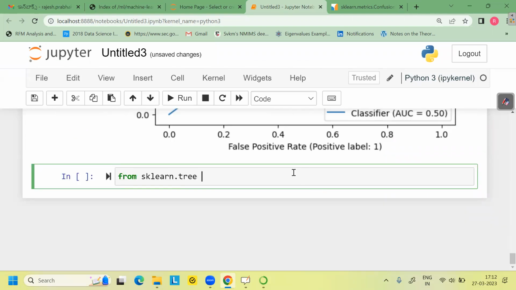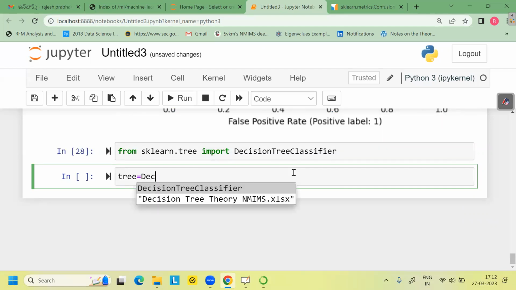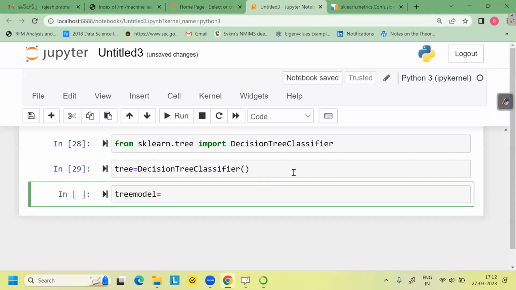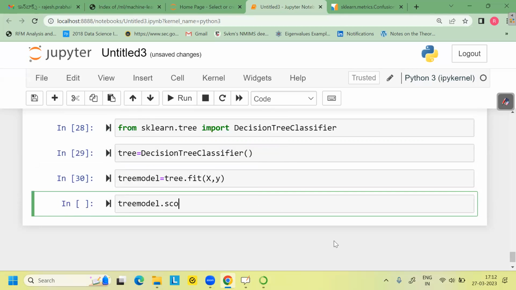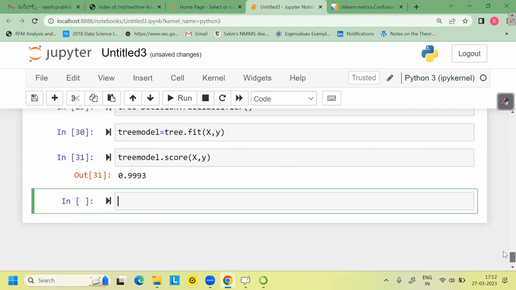From sklearn.tree import DecisionTreeClassifier. tree_model is equal to DecisionTreeClassifier, then fit X comma Y. tree_model.score X comma Y gives 99.93.